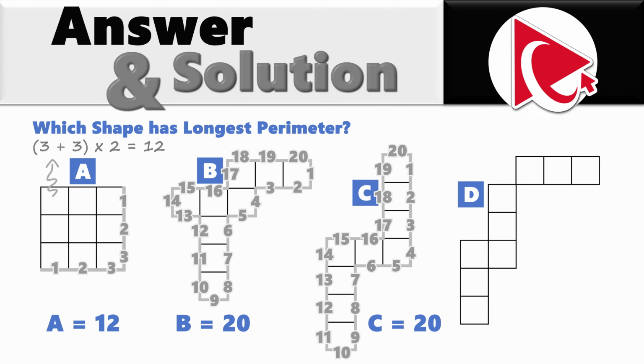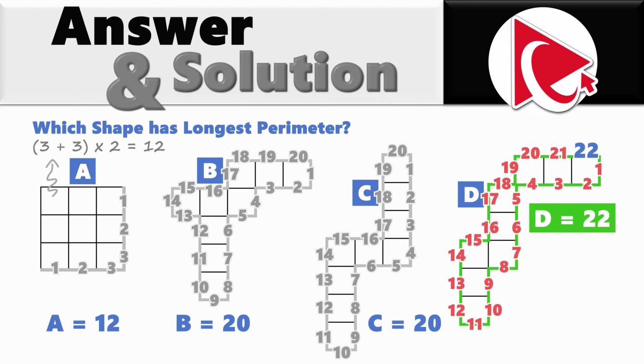Let's do the math. 1, 2, 3, 4, 5, 6, 7, 8, 9, 10, 11, 12, 13, 14, 15, 16, 17, 20, 21, and 22. Which means that the shape D's perimeter is the longest with 22 units. So the correct answer here is choice D.